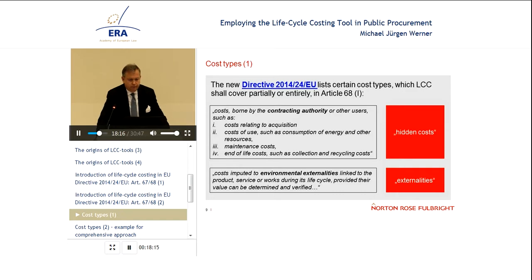Let us go further and have a look now at Article 68. So we have these two elements which should be covered by life cycle costing tools. The first are the hidden costs.